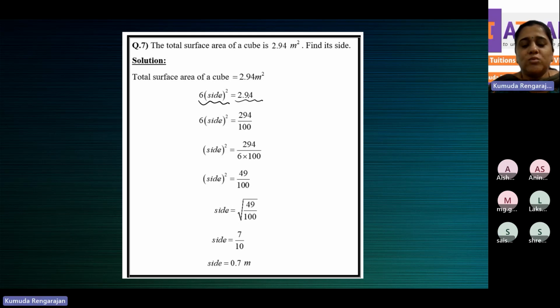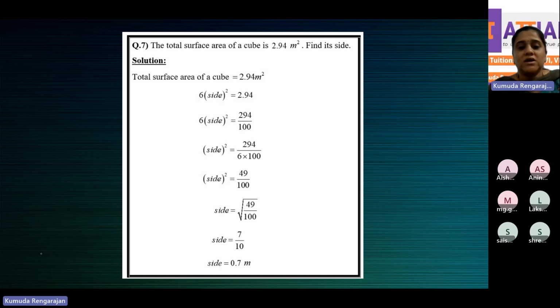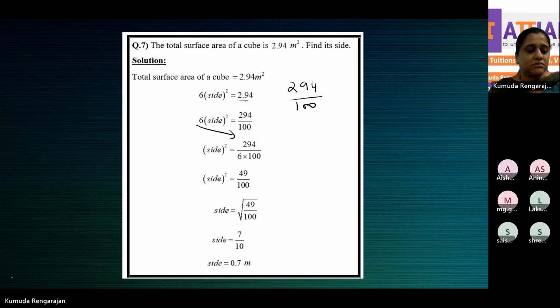Calculation you can do however you want. I have converted 2.94 to a fraction, 294 by 100. I'll do it the other way also. I explained a different way earlier. So 2.94, I'm writing it as a fraction, 294 by 100. Then the 6 will come for division. So 294 by 100, and from here, the 6 comes down for division.